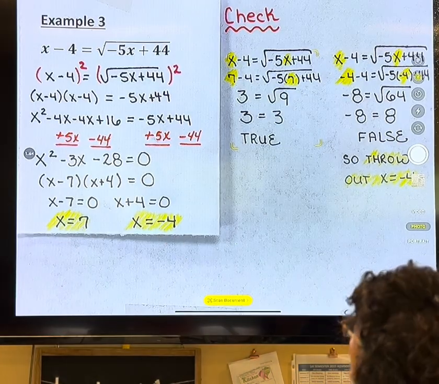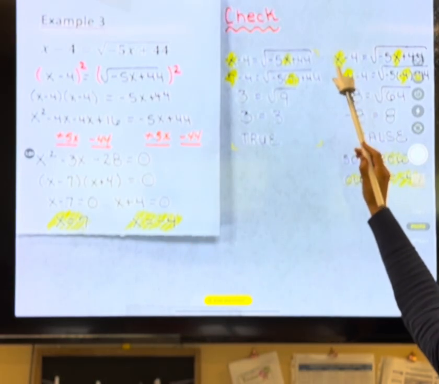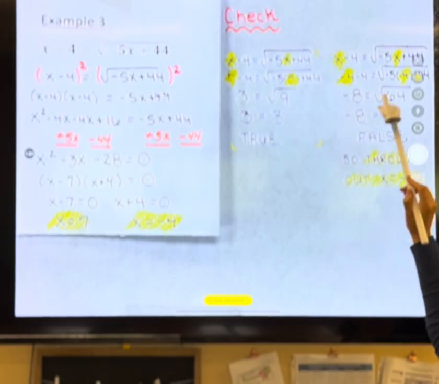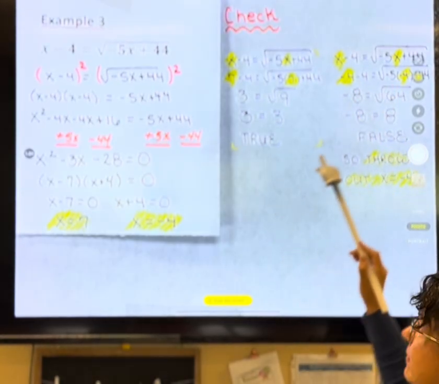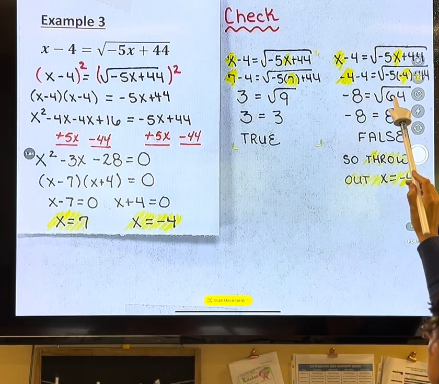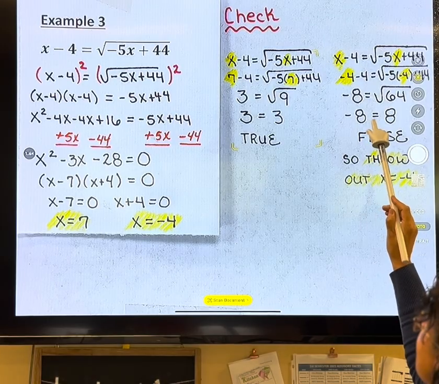But now let's plug in negative 4. So if I substitute negative 4 in for x, negative 4 minus 4 is negative 8. When I multiply negative 5 times negative 4, I get 20. Plus 44, I get 64. The square root of 64 is 8. And negative 8 does not equal 8.